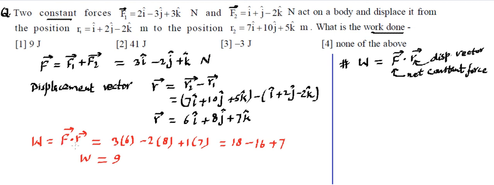That means Newton meter we can write, and this Newton meter is also written as a joule. So 9 joule will become our answer. We will check our option and find 9 joule, that will become our answer.